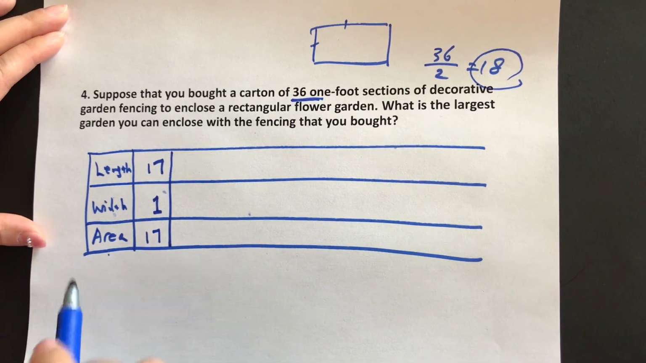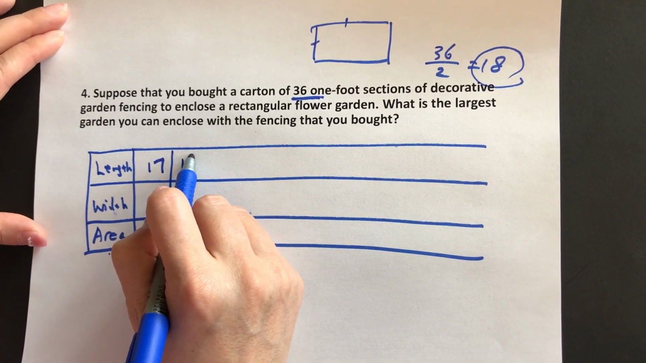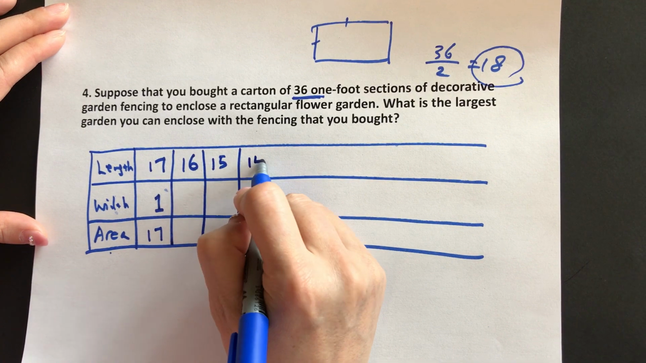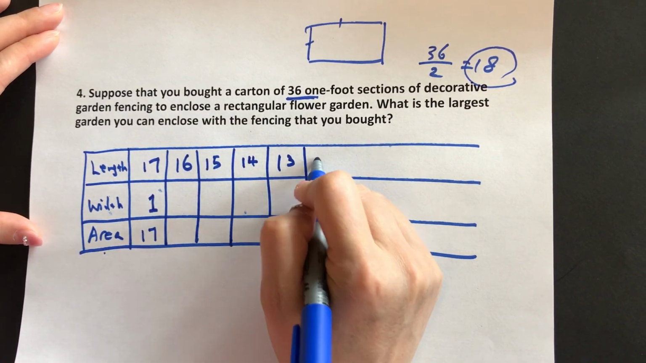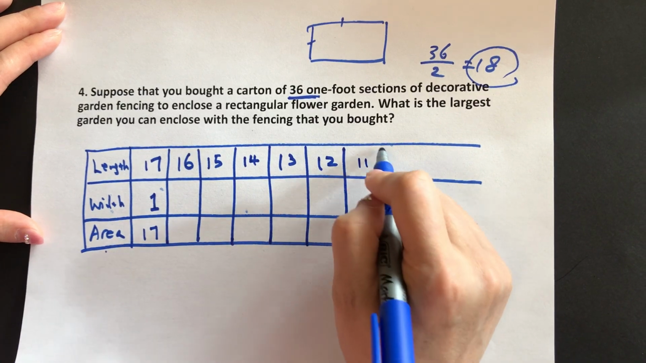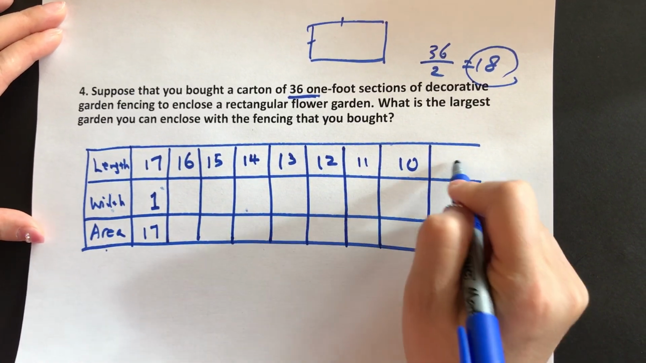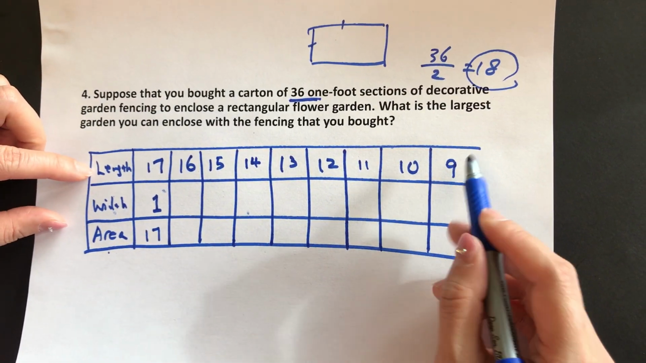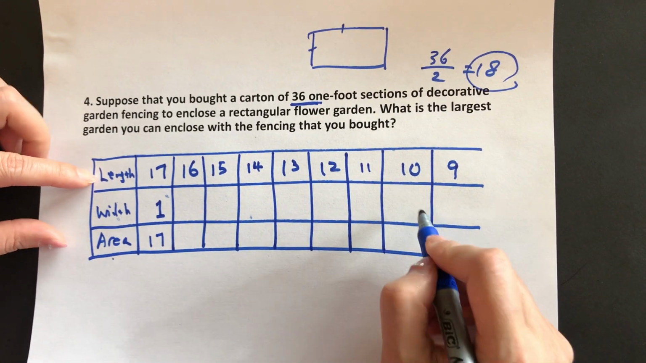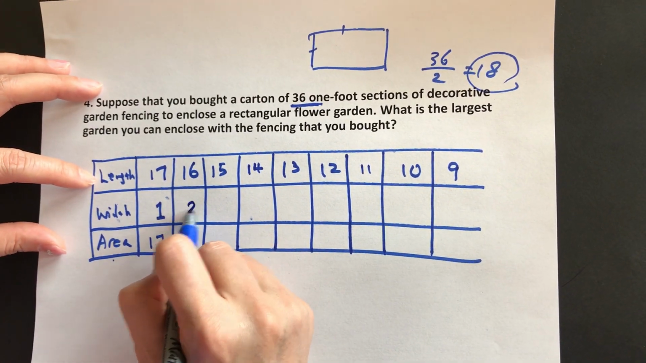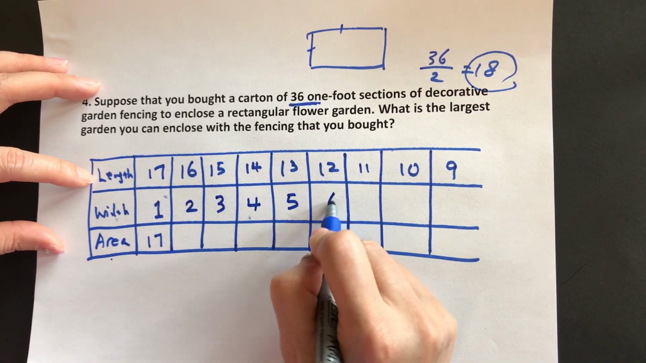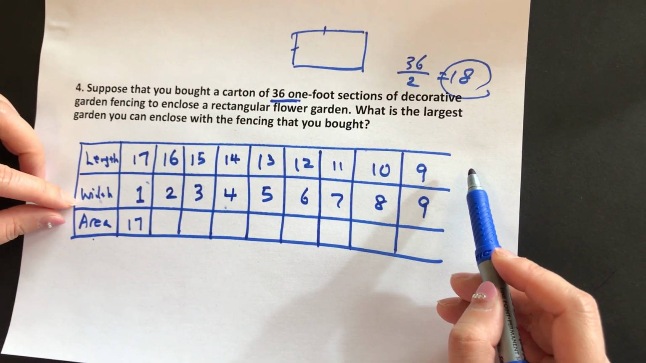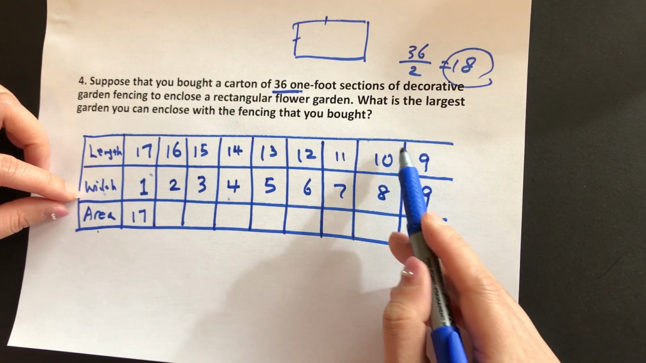So then we can continue down, varying this. Length can be 17, 16, 15, 14, 13, 12, 11, 10, and 9. Okay, once you reach 9, and then if we vary the length to be 8, then we'll come back. If the length becomes 8, and then the width becomes 10, then we come back to the same combination.